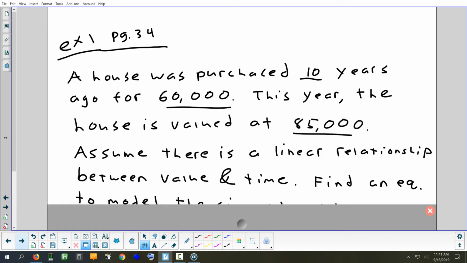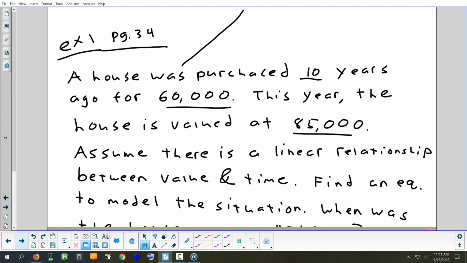We're going to assume that there's a linear relationship between time and the value of the house, meaning it went like this. Value of the house, it went up linearly. Steady increase. Same slope. Find an equation that represents this situation. Okay, I just want to find an equation.